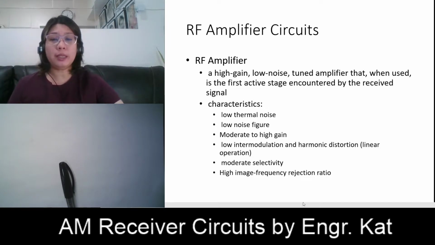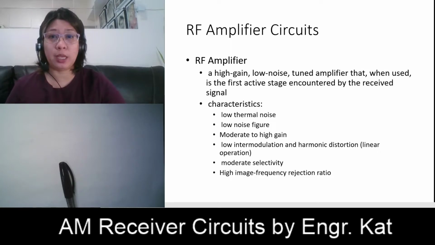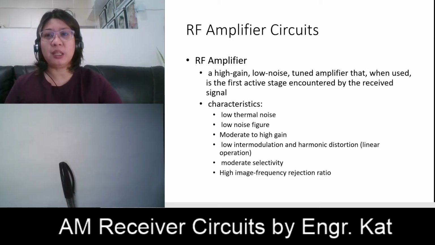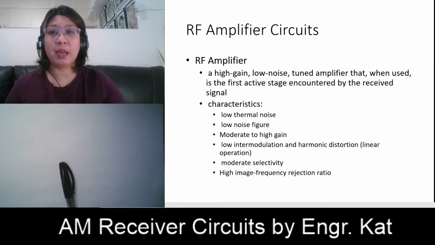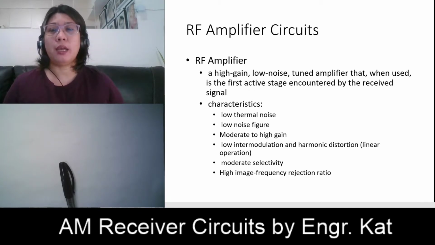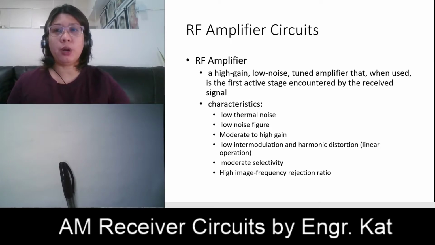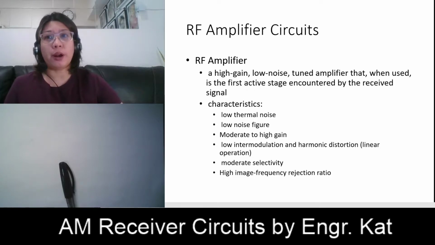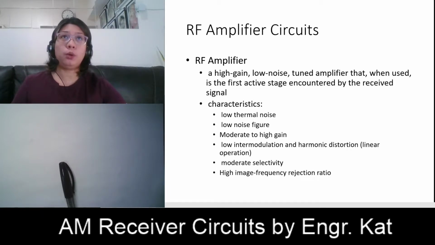we will be discussing the types of RF amplifiers that we are using. We have already discussed the different stages in an AM receiver, from the receiving antenna up to the speaker. We will be discussing each stage and what types of circuits are used in each stage. We will start with the RF stage. Initially, the signal will first encounter what we call the RF stage.